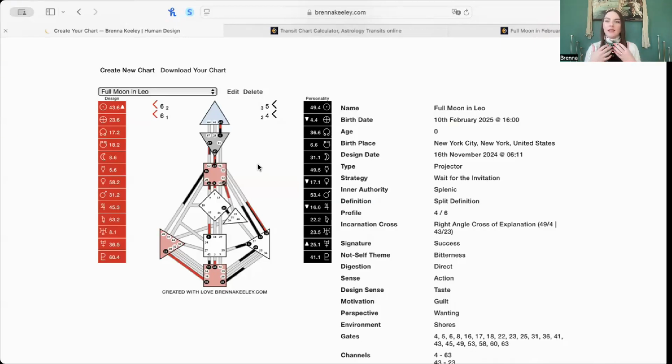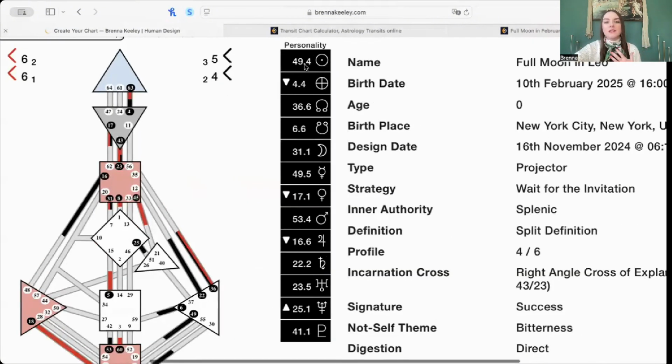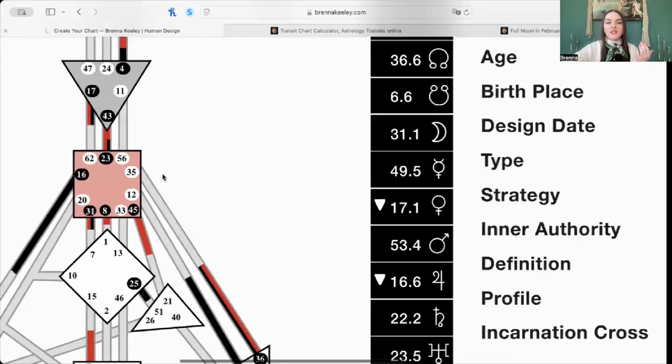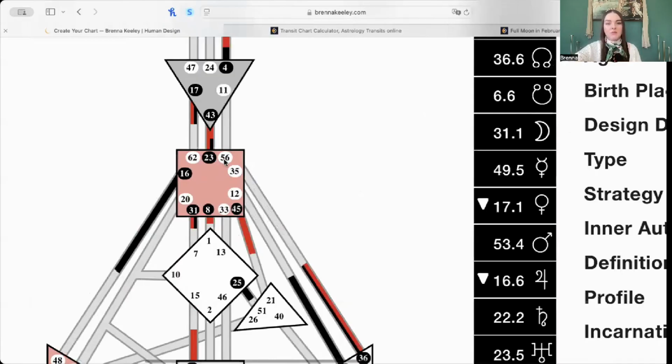Now, when we're looking at the planetary transits, or the transits of the moment, and what gate they're in, we're always going to look at the personality side in human design, otherwise known as the conscious side. So basically, when we're starting off with the moon in Leo, this is actually a couple gates into the transit, but we always look at when the moon is leaving Cancer and entering Leo. It's going to actually start with gate 56 in human design.